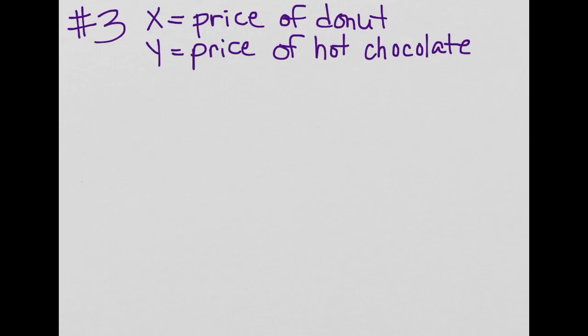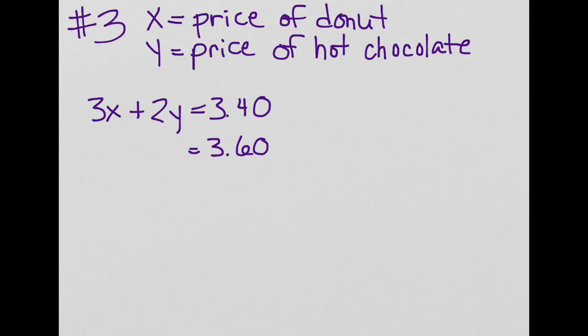Okay, let's set up an equation. On Monday, Arnold paid $3.40 for 3 donuts and 2 hot chocolates. So 3 donuts, I don't know the price of 1 donut, but 3 donuts would cost 3x. I don't know the price of 1 hot chocolate, I'm just calling it y. So 2 hot chocolates would be 2y, and he spent $3.40. Now on Tuesday, this is a new day, we're going to write a new equation. He paid $3.60 this time for 2 donuts and 3 hot chocolates.